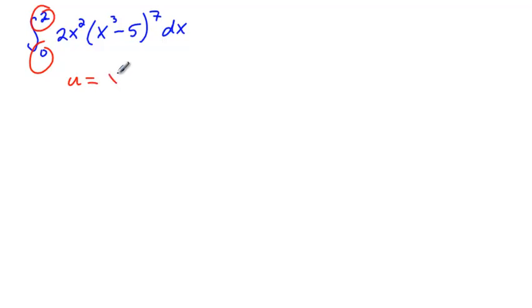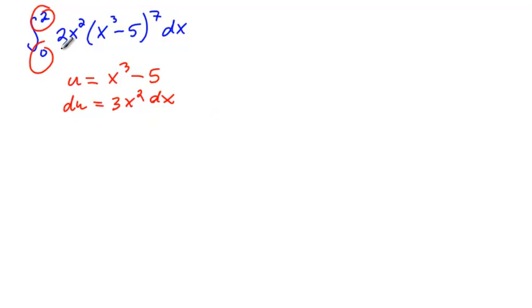Here, a good choice would be our inside function, x cubed minus 5. du will then be 3x squared dx. And we're using our choice of u to determine our du, just taking its derivative with respect to x and then putting that differential up there rather than down here. du/dx is 3x squared, and the dx gets brought up here.